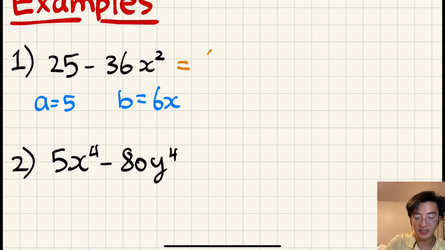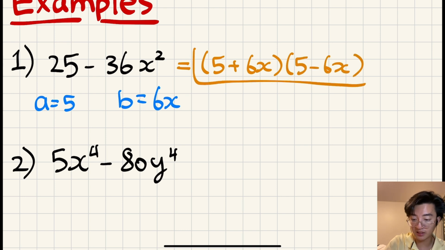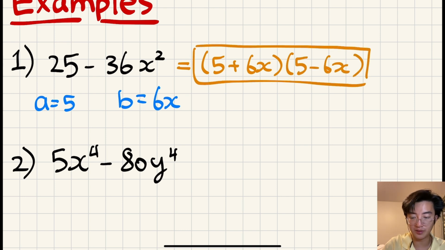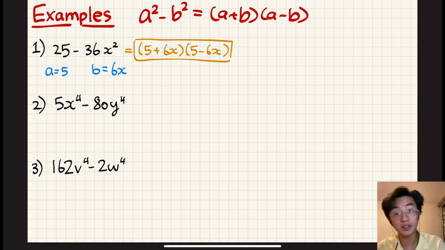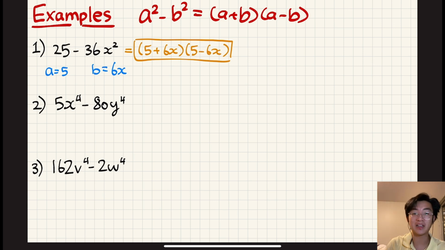So all we're doing here is taking the square root of both numbers here, right? And then we first add them up together, 5 plus 6x, and then we subtract them. That's all there is to it. We're just taking the square root of those numbers. Okay, so I should write this formula down again. So once again, with those variables, all they're telling us is that those are just any numbers, right? But they all have to be perfect squares.